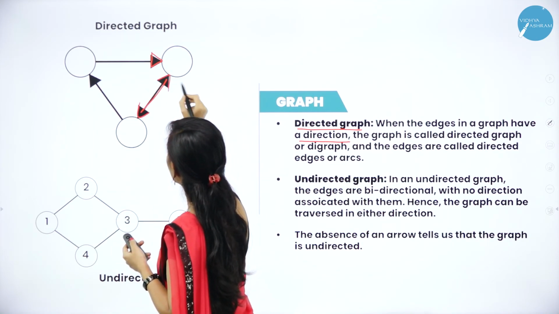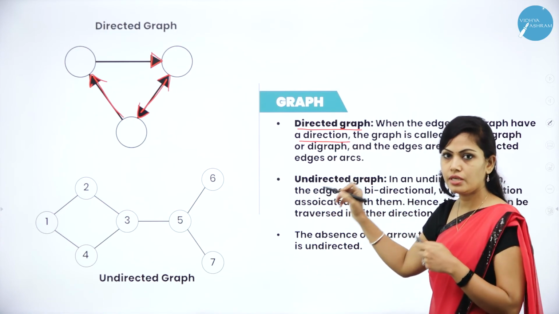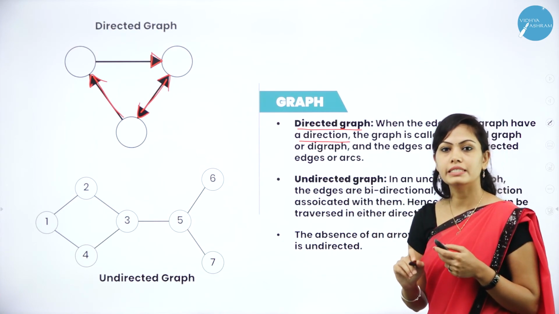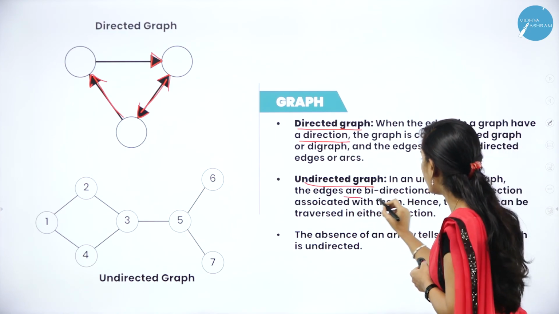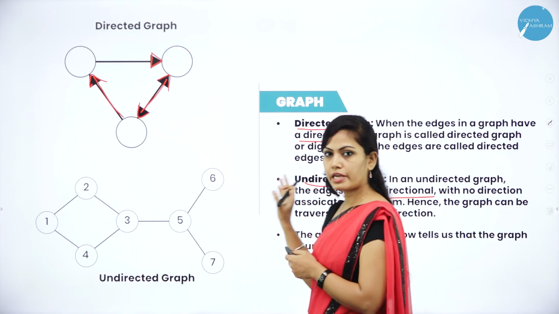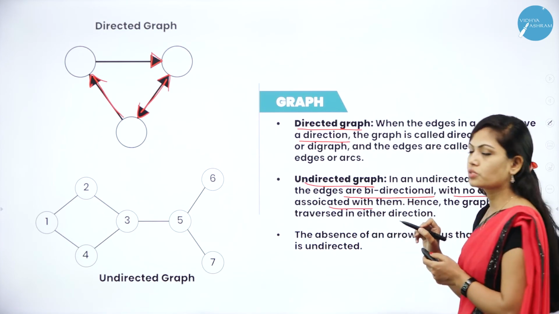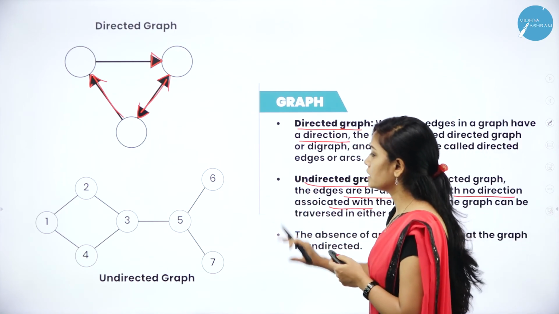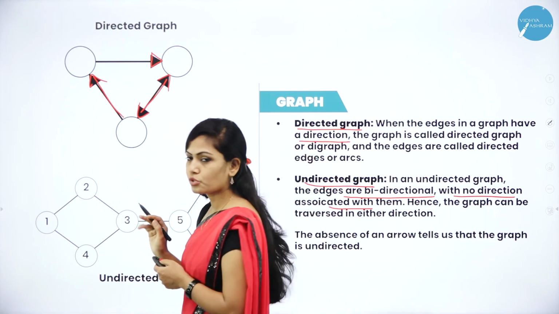You can see the direction of this graph. When the edges in a graph have a direction, the graph is called a digraph or directed graph. This is one example of a digraph. And in an undirected graph, the edges are bidirectional. Bidirectional means there is no direction for these particular vertices, with no direction associated with them, and hence it can be traversed in both directions. So, 5 is traversed to 6, 7 and 3 also.